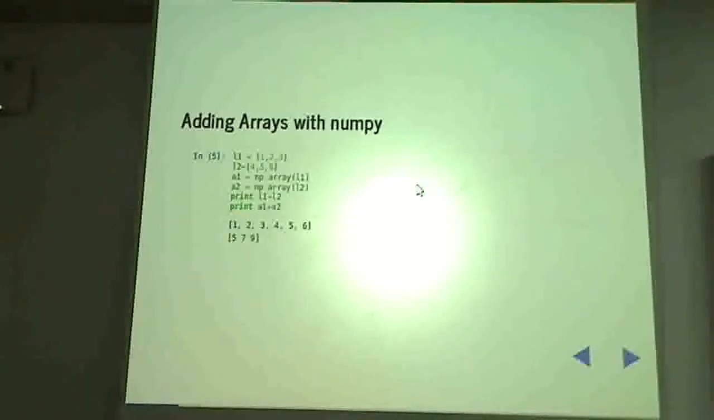Now remember, this L1 is a list, A1 is a NumPy array. It is not a list. It is a different kind of object. Similarly, A2 is an array, although L2 is a list. So this array function takes a list or a tuple and converts its data type into a NumPy array. Now if you do print L1 plus L2, it just concatenates the two lists together, which is what you get here. But now if you do print A1 plus A2, what you get is the addition of the corresponding elements.